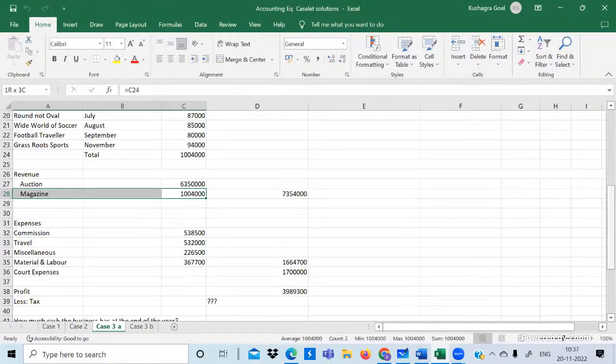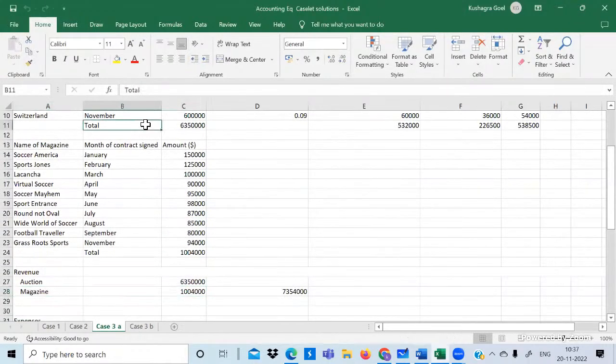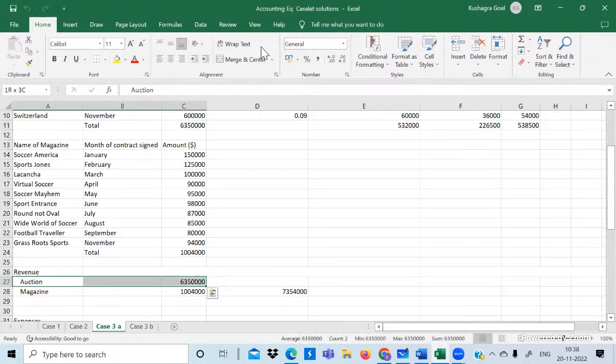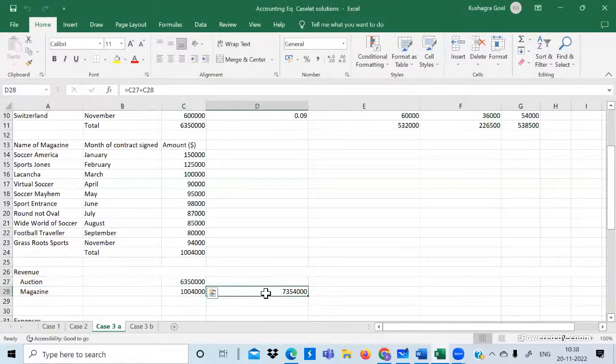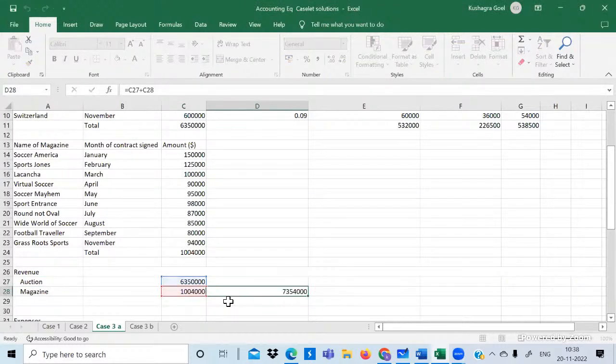Plus, along with that, she's also selling the paintings in auctions. So that is this number, which is 63,50,000. Any questions on this? Anyone with respect to the revenue, which is two sources: one is the auction revenue and the other is what she sells to the sports magazines. Okay, then let's move further. The total revenue, if I sum it up, comes as 73,54,000. That's the sum total of these two.